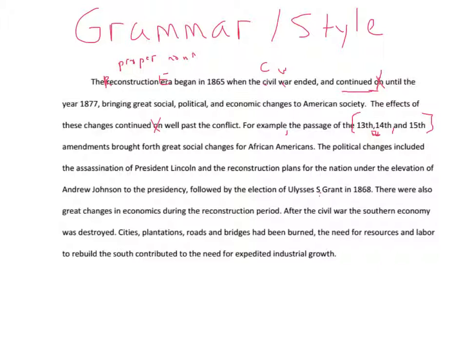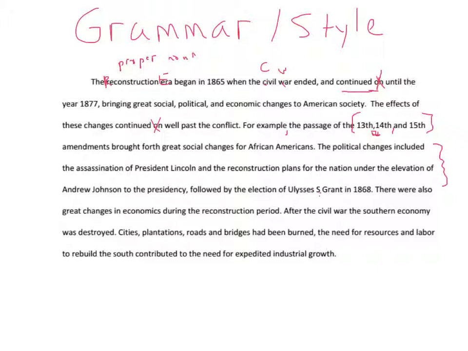The political changes included the assassination of President Lincoln and the Reconstruction plans for the nation under the elevation of Andrew Johnson to the presidency, followed by the election of Ulysses S. Grant. A long sentence, and we're sticking with grammar right now, so I don't want to deal with that one just yet. But it's a long sentence, it's a bit of a mouthful, and it's kind of confusing. So we'll come back to that one.